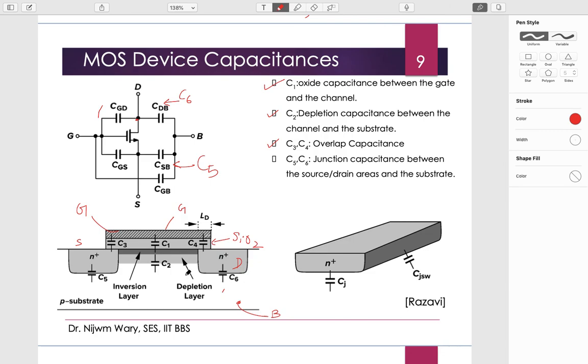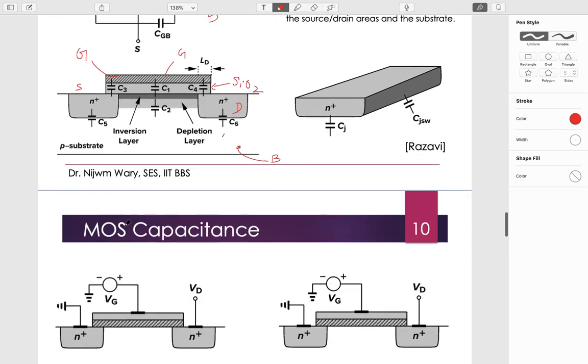So we can see that different kinds of capacitance exist in this device. Then how do we calculate it, and how do we estimate it? What are these values? That is an important point to discuss.